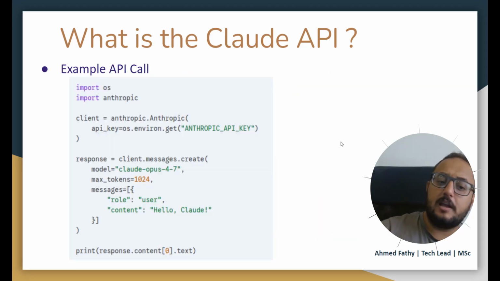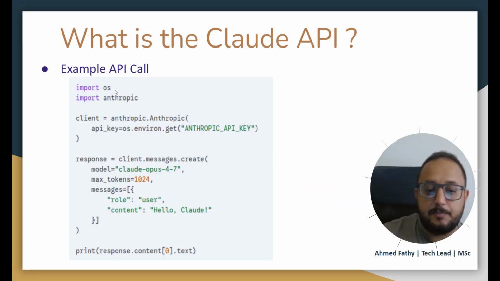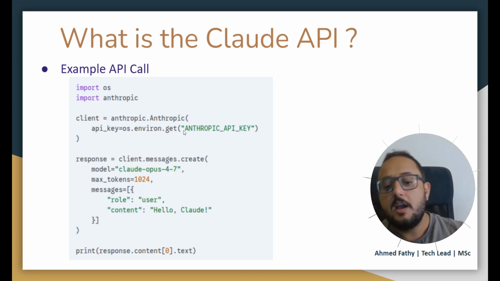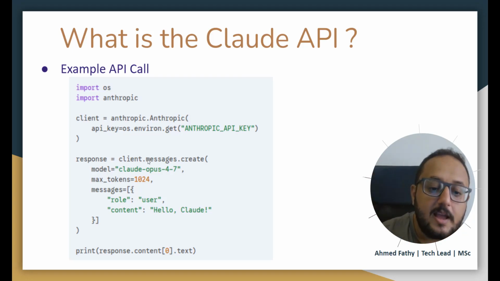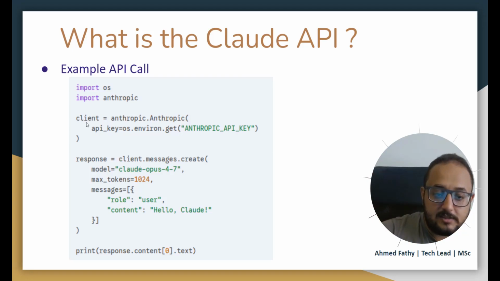So this is an example API call for Anthropic. This is Python, and you import anthropic, and then you create a client using Anthropic. You obviously need an API key that you get from Anthropic by registering. And then you can do something like client, which is this one right here, .messages.create.